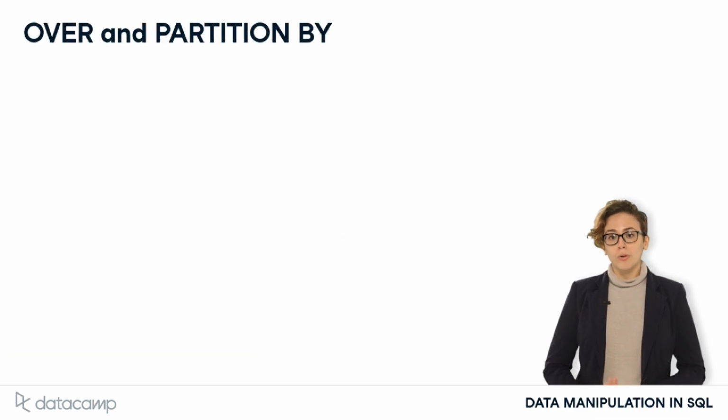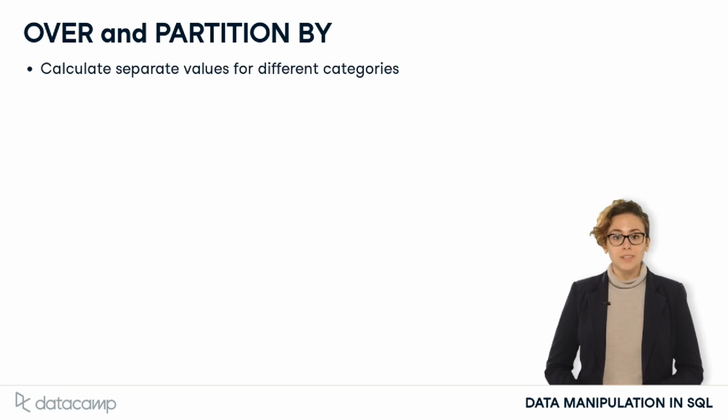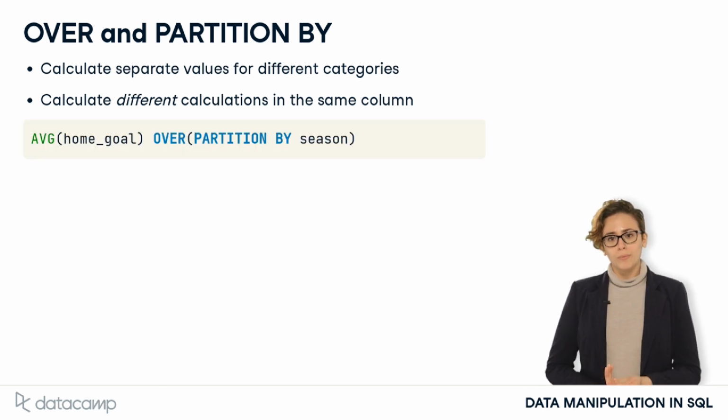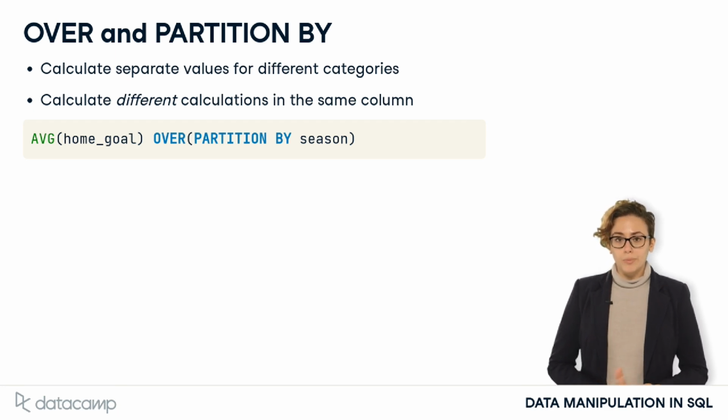One important statement you can add to your over clause is partition by. A partition allows you to calculate separate values for different categories established in a partition. This is one way to calculate different aggregate values within one column of data and pass them down a data set instead of having to calculate them in different columns. The syntax for a partition is fairly simple. Just like before, use an aggregate function to compute a calculation such as the average of the home goal column. You then add the over clause afterward, and inside the parentheses, state partition by, followed by the column you want to partition the average by. This will then return the overall average for, or partition by, each season.